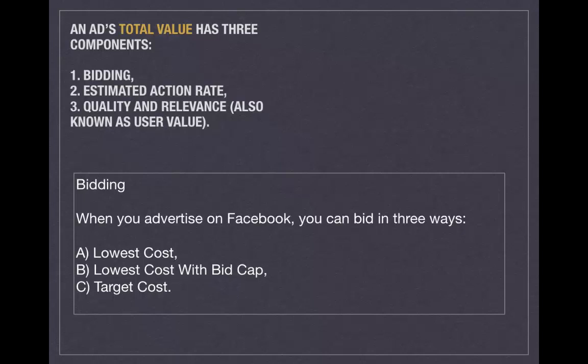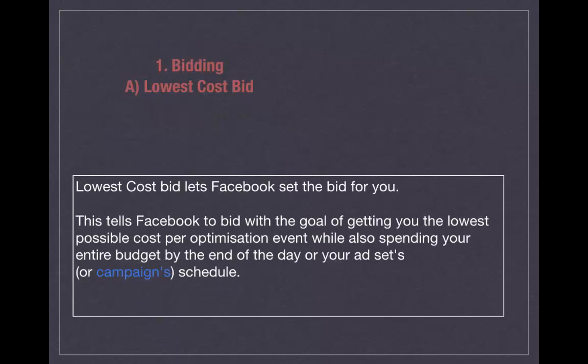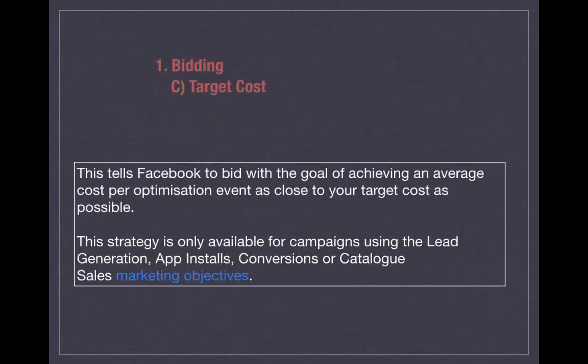In this case, Facebook tries to show your ad to only those people where it will get the lowest cost with your bid cap. So in this case, there will be fewer impressions. Your ad might get fewer impressions. Now let's go to the C. This is a target cost.